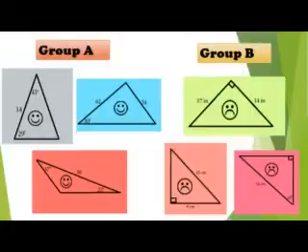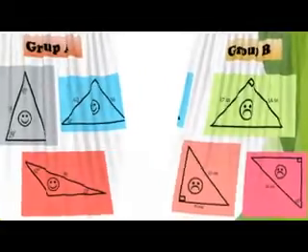Now, just focus on the triangles in group A. Can you solve for the missing measurement of the side of these oblique triangles? If yes, then you can go directly to the practice part of this video. But if not, let's continue this video until the end. Oblique triangles, or those triangles that don't have a right angle, can be solved using the law of sine. Let us derive first how they came up with the formula for the law of sine.